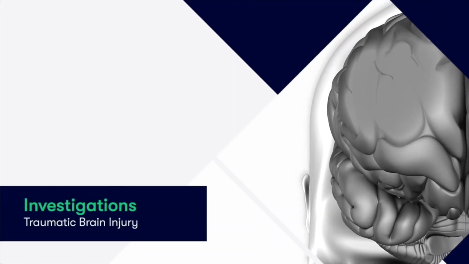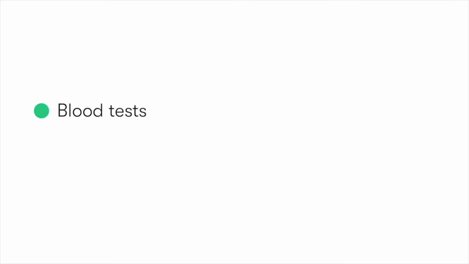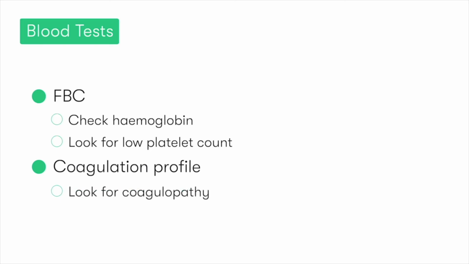The investigations we use for patients with traumatic brain injury can be divided, much as the case with any condition, into blood tests and imaging, which in this case is in the form of a CT scan of the brain. Looking at blood tests first, the most important blood tests that we'll be looking at are full blood count, primarily to check the patient's hemoglobin and to look whether they have a low platelet count, and also we would check their coagulation profile to look for any evidence of coagulopathy.